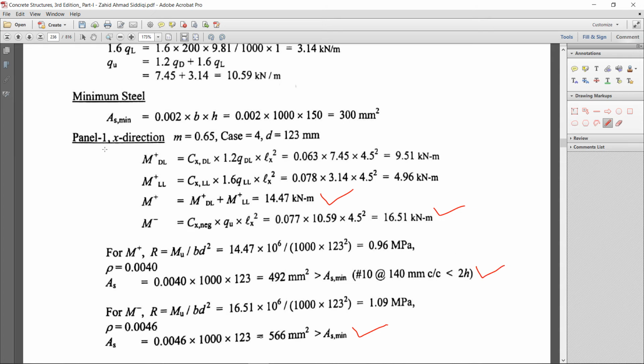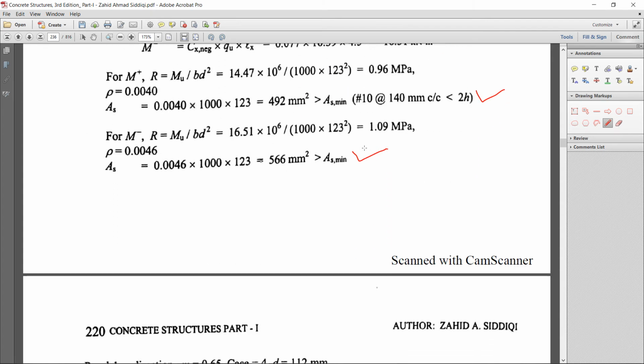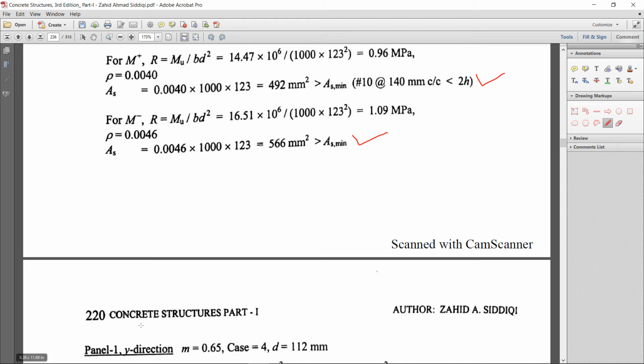Now same panel 1 for the y direction. The M value will be the same, the case will be the same, only D will change. The span length in the x direction is 4.5, and in the y direction it is 7 meter. Here, that is panel 1 in the y direction. M is the same, case is the same, D will change because in the y direction we have the distribution bars. The effective depth that I calculated at the start is 112 millimeter.